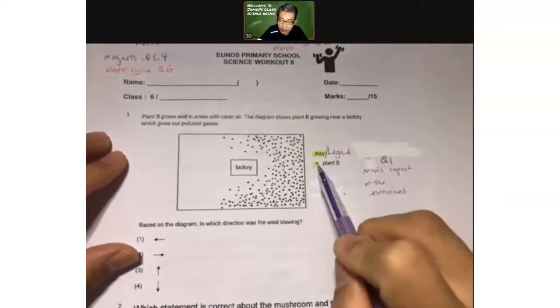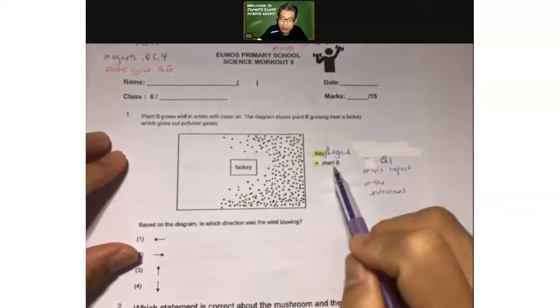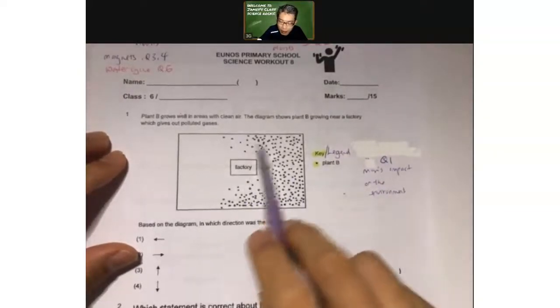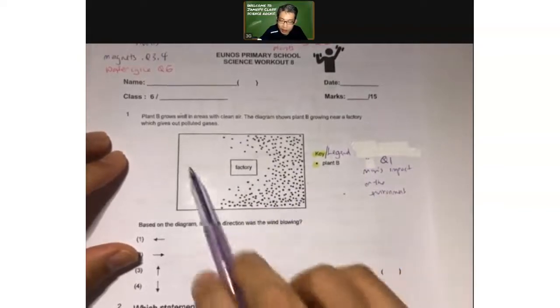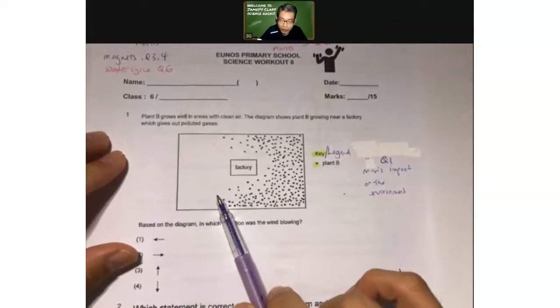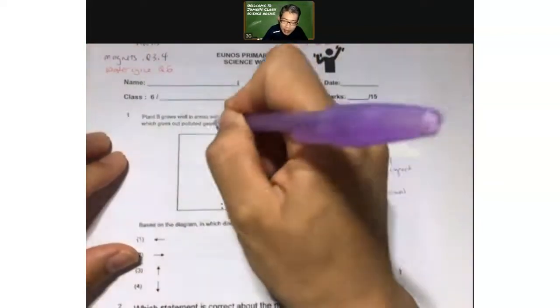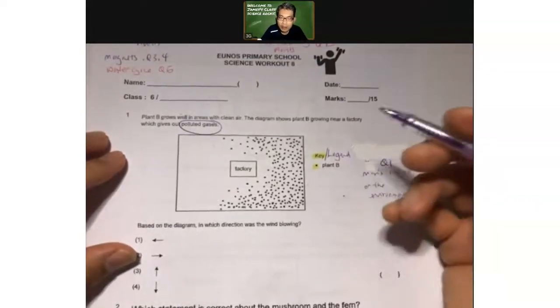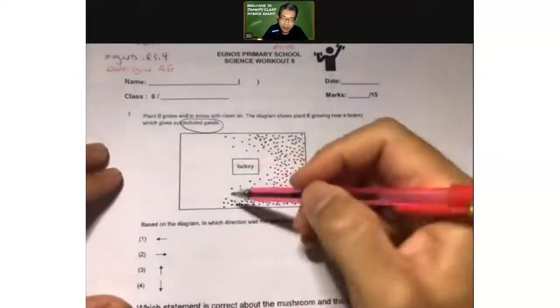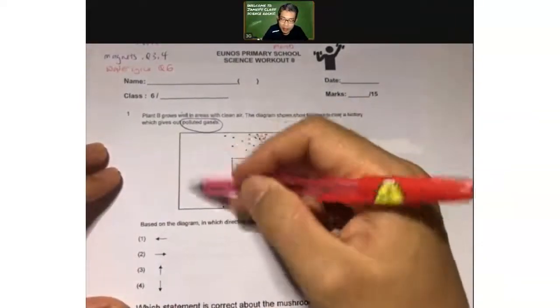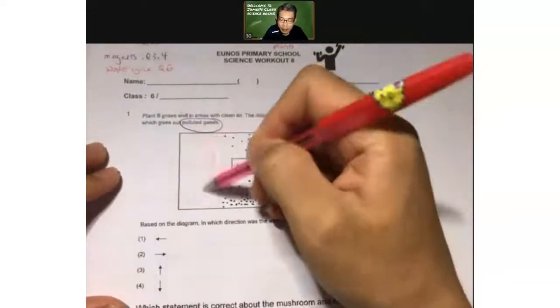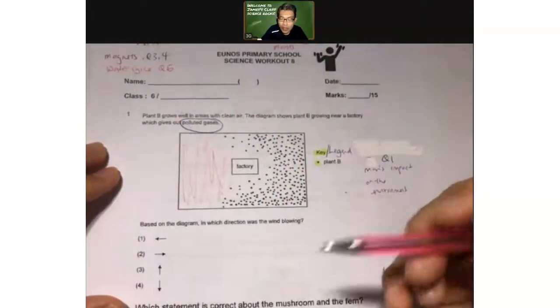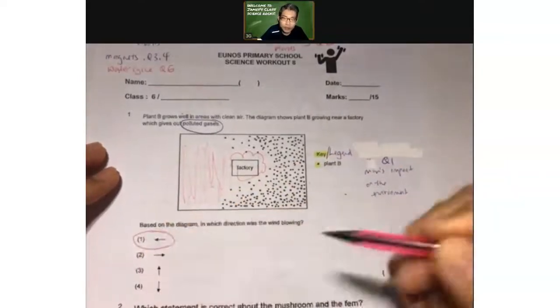This tells you that all these dots here represent plant B. So you can see from the picture here, on this side you have lots of plant B. This side, no plant B at all. In other words, the polluted gases must be unpleasant to plant B or killing plant B. So all this side here there must be lots of polluted gases that are not allowing plant B to grow well. So how could the gases that come out from the factory get to this side? The wind must have blown them over. Therefore, this must have been the wind direction.